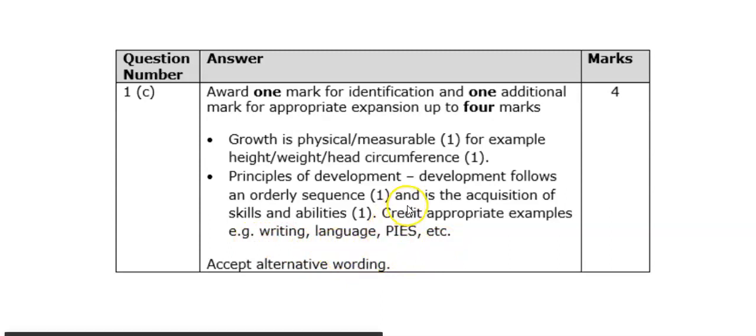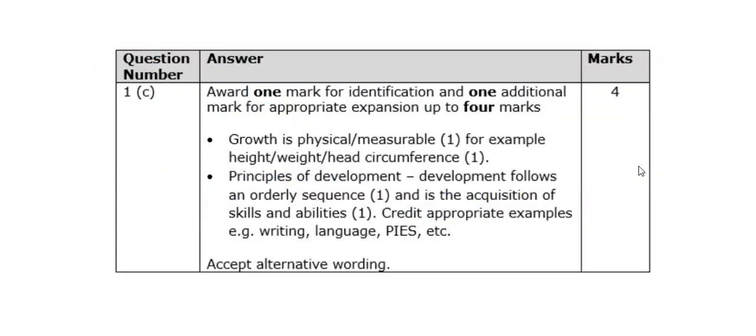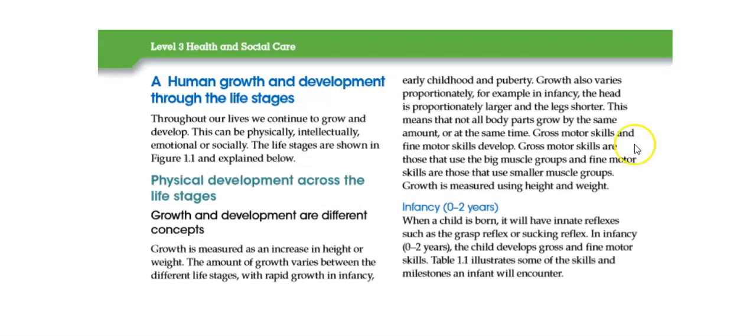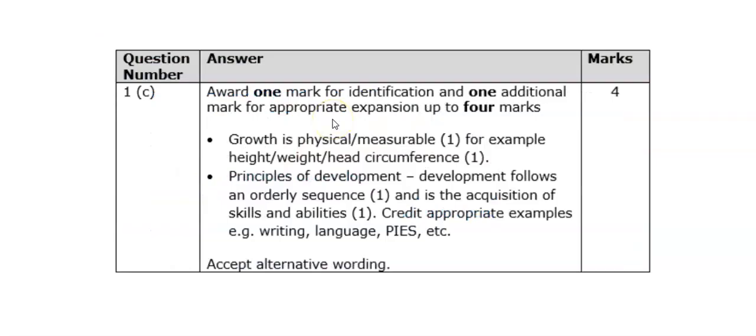I've just put this in as well, which is from the textbook, which I'm always keen for you to read. Growth is measured as an increase in height and weight. Growth is measured using height and weight. So again, the answers are almost word for word the same as what is in the textbook. And if you go on to development, development follows an orderly sequence and is the acquisition of skills and abilities.